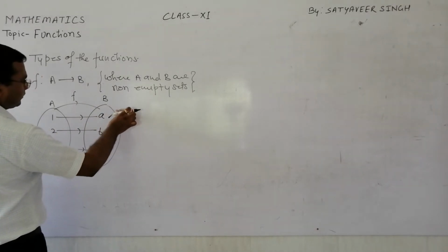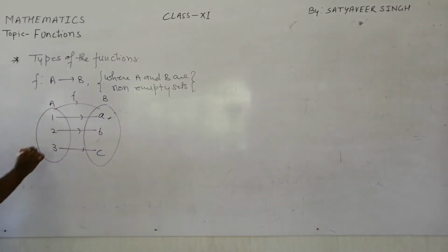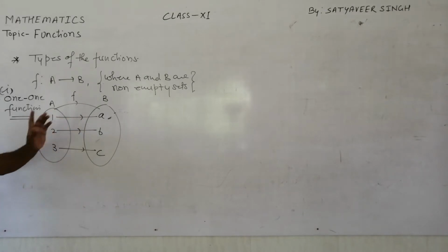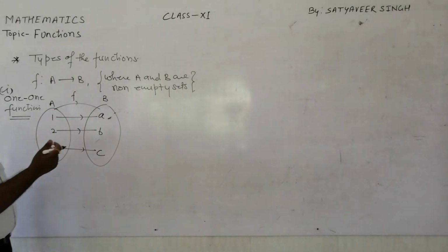I am writing the name here. This is called one-one function. You just keep this in your mind. As it is clear from the name, one element of the domain has one image only. So it is a one-one function.